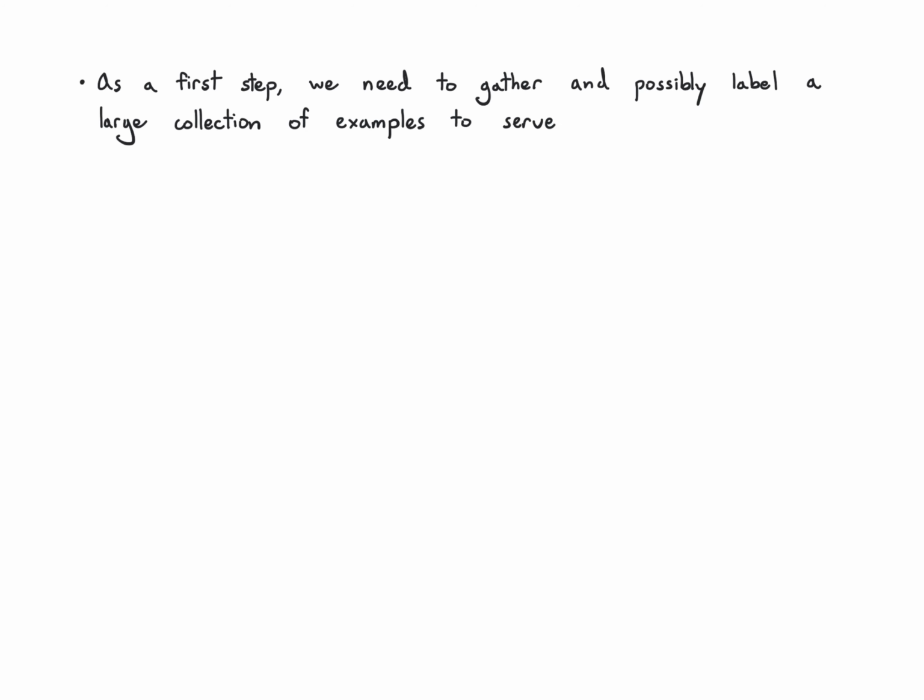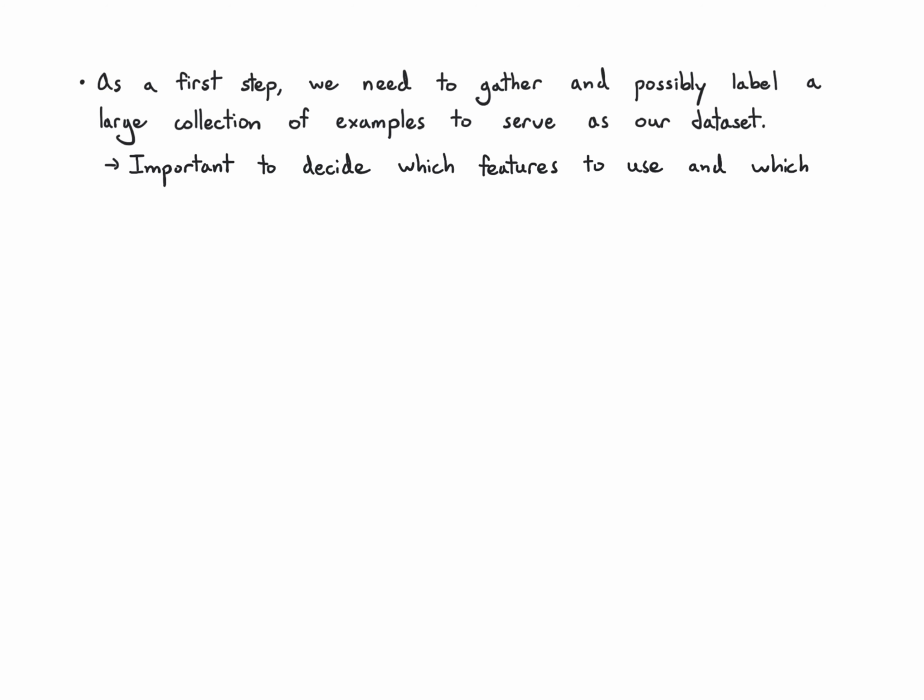As a first step for training a machine learning algorithm, usually what we need to do is come up with a large collection of examples, hopefully with labels. It's nice to have labels, and that's going to serve as our data set. And it's really important at this stage to decide which features we're going to include in our x vector and which to throw away because they're not going to be useful.